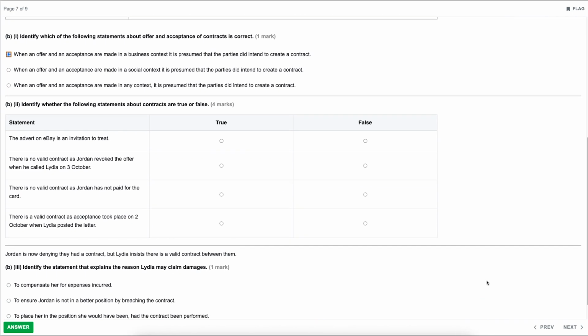Scrolling down. Identify whether the following statements about contracts are true or false. The advert on eBay is an invitation to treat. That is absolutely true. So it's effectively an invitation for someone to make an offer on that listing. So that would absolutely be true. The next one, there is no valid contract as Jordan revoked the offer when he called Lydia on the 3rd of October. So that one would be false.